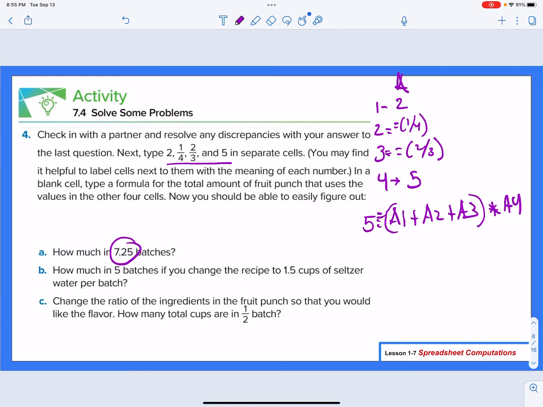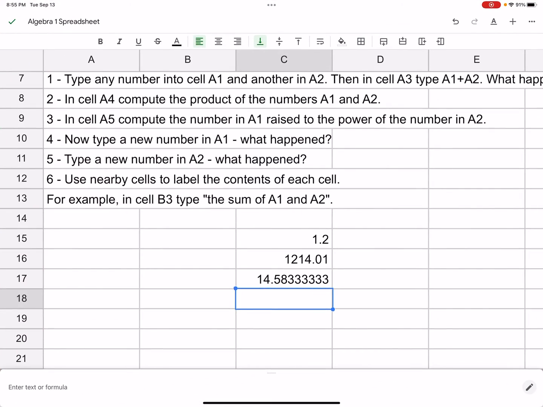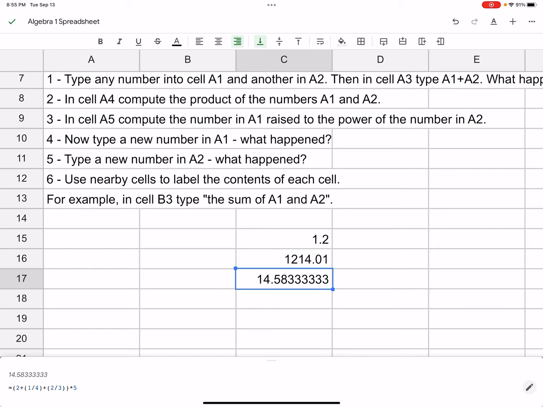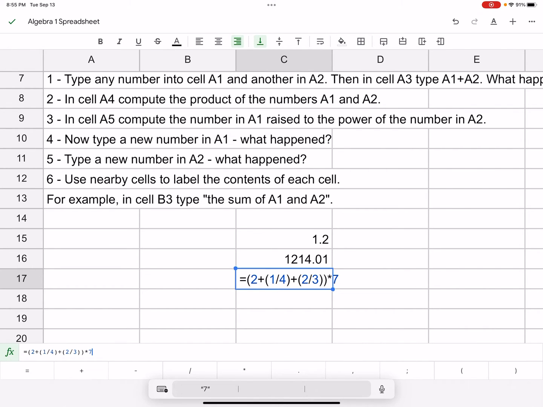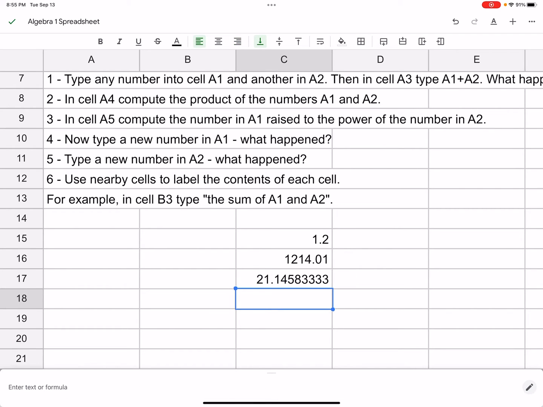So let's go back to my little mixture over here. In those batches, what I would change is the number 5. Instead of having a 5 there, we'll change that to 7.25 batches. And we end up with 21.145 cups. Okay.